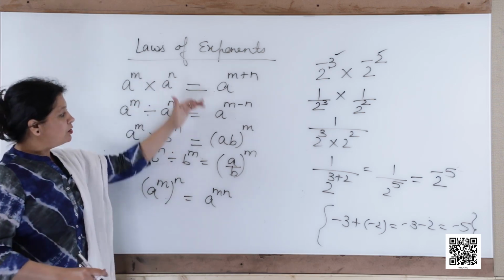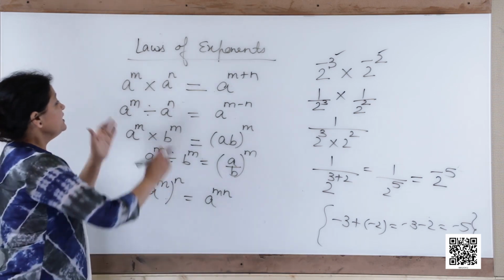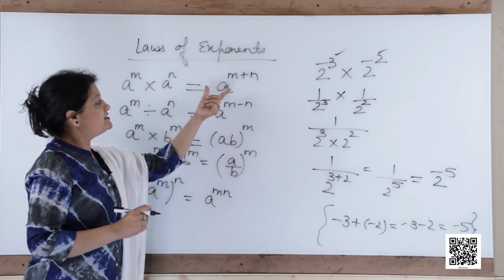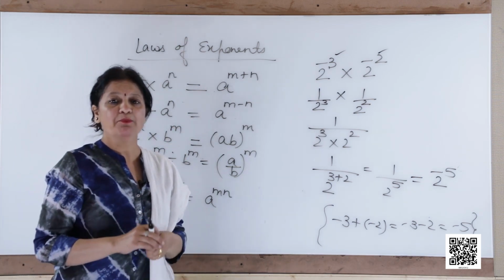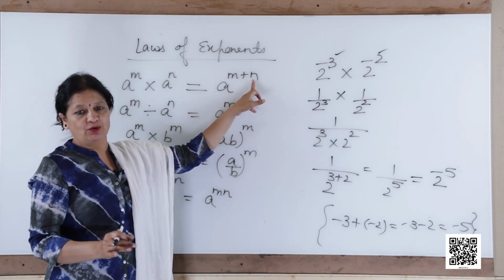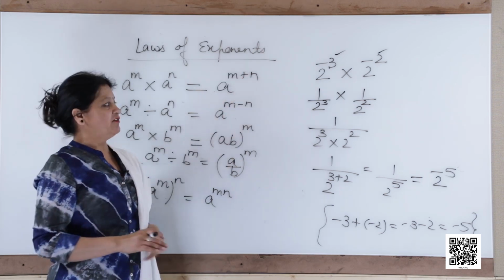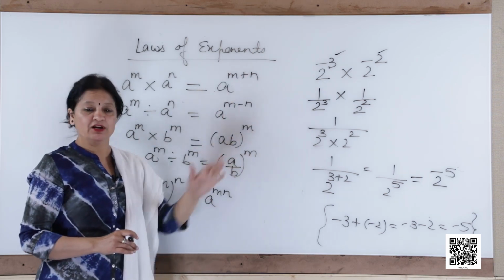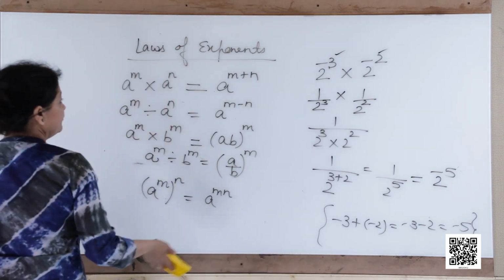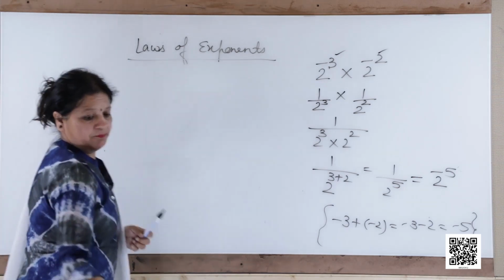That means all the laws of exponents hold for negative powers also, meaning a raised to the power m into a raised to the power n is equal to a raised to the power m plus n, where m and n are integers. That means they can be positive numbers also, there can be negative numbers also. So I think this will be clear to you people. So let's do one more example with any other law.